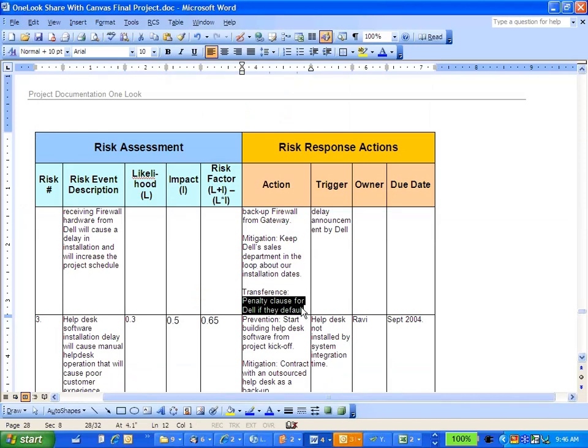If you guys don't send us the firewall by such and such date, you will incur a $10,000 penalty. And they might agree to it. If the firewall costs $500,000, they might agree to $10,000. If the firewall costs $5,000, are you out of your mind? Why would I send a penalty clause for $10,000, right? So it just depends. So that's all.